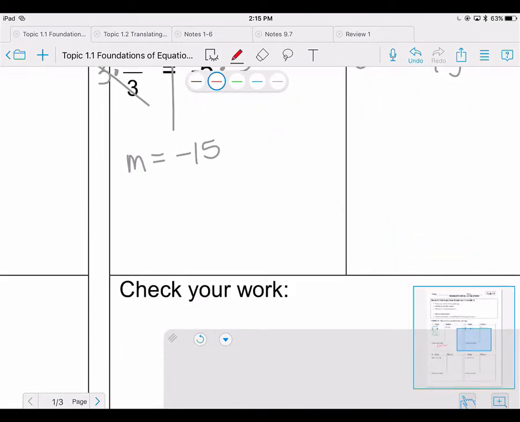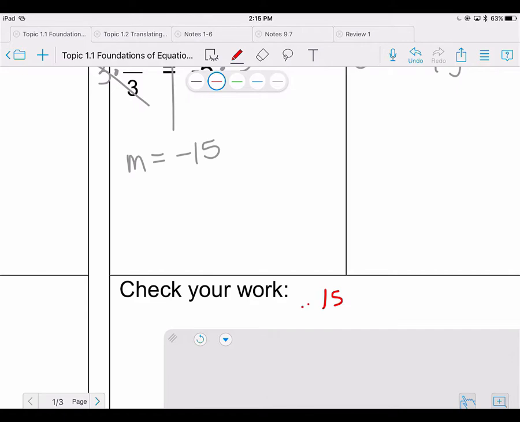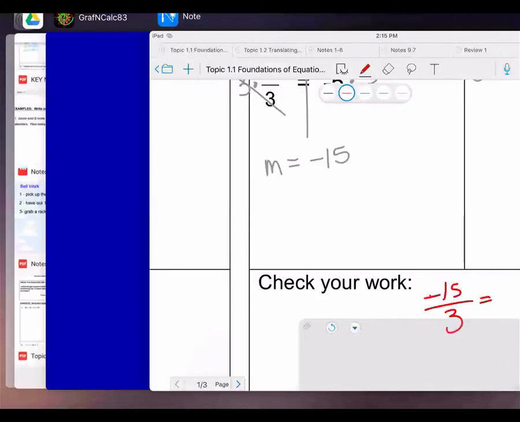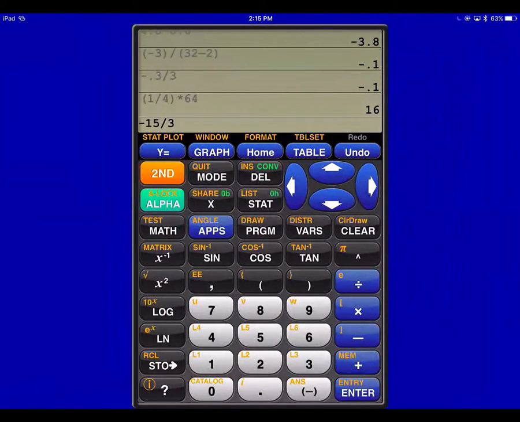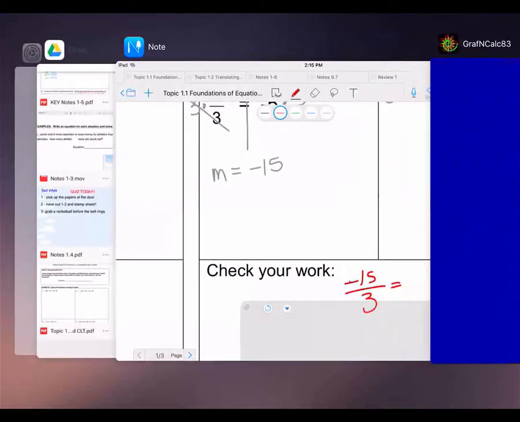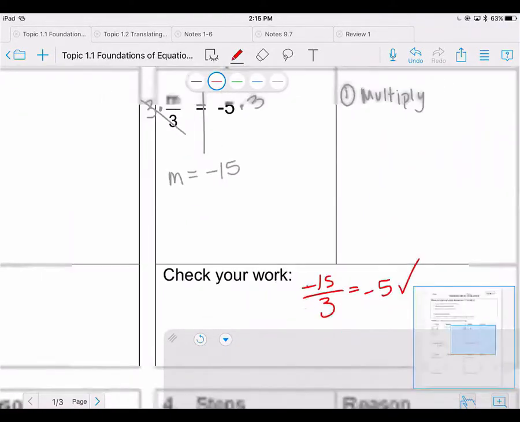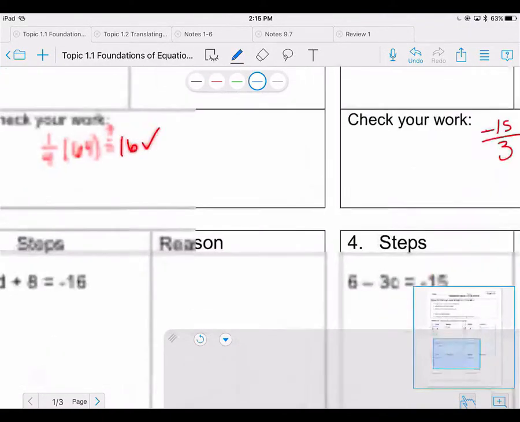In order to check, -15 divided by 3. I always tell my students to double check on the calculator because sometimes we get these crazy thoughts in our heads where like 5 times 3 is randomly 16 or something. And it does equal -5, so I am good there. So always, always, always use that calculator to check your answer.